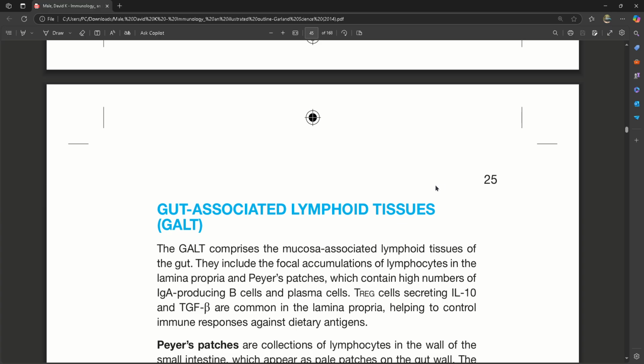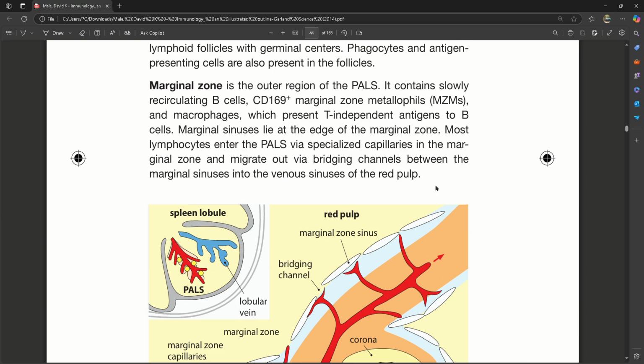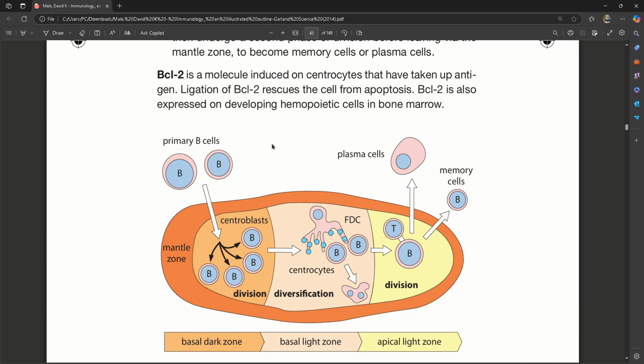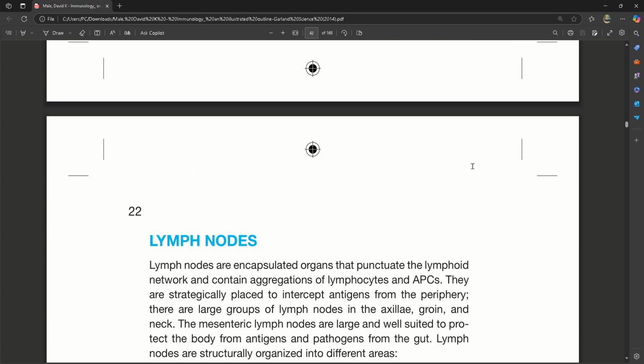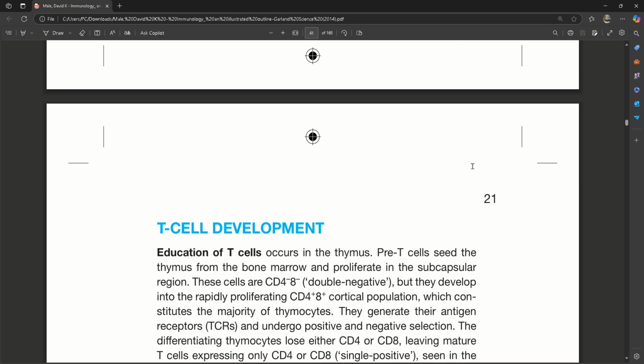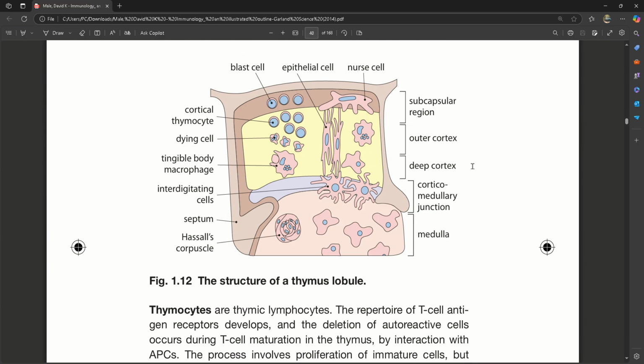So these are the major primary and secondary organs which help our immune system to protect our body and educate the T cells and B cells so that a proper immune response will be produced. So the primary lymphoid organs are bone marrow and thymus. Secondary lymphoid organs are lymph nodes, spleen and gut associated lymphoid tissue or GALT.